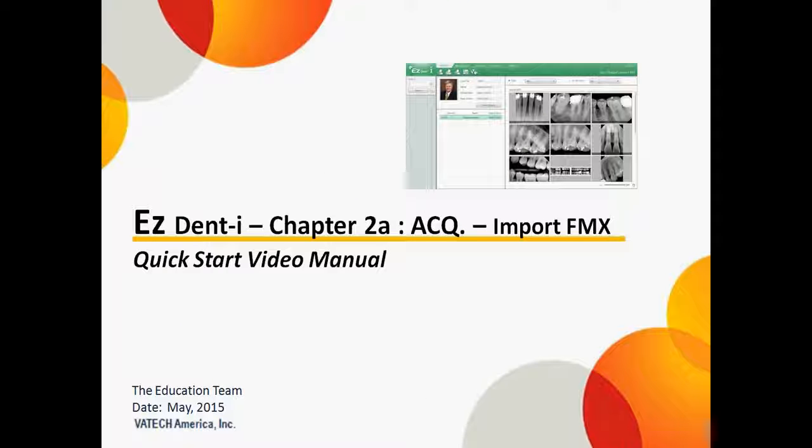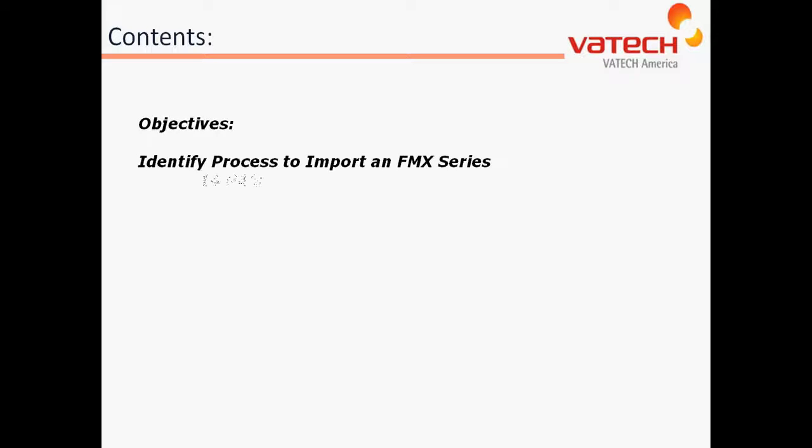Welcome back to Vatek's EZDent I Quick Start Video Manual, Chapter 2A, Acquisition, where we're going to import a series of FMX images, including periapical and bite-wing images, from a third-party source, either by email, scanned, or possibly exported from another third-party software program. Our objectives will be to identify the process to import an FMX series, consisting of 14 periapical images as well as 4 bite-wing images.